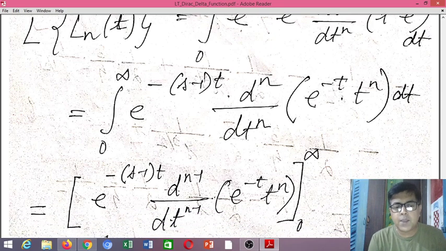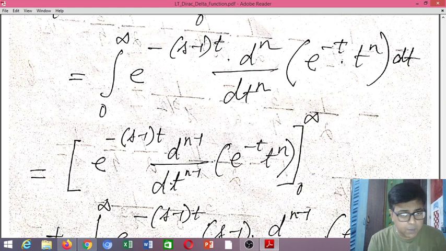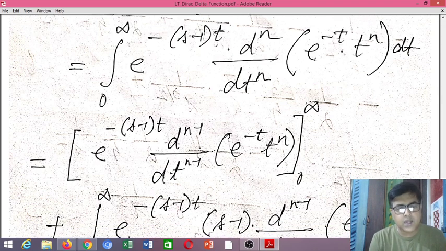Now while integrating by parts, I take the exponential function as my first function and the other function, that is the nth derivative of e to the power minus t into t to the power n, as my second function. So if we take e to the power minus (s minus 1) t as the first function and the other one as the second function, and apply the rules of integration by parts, which you very well know, it will be e to the power minus (s minus 1) t into the integral of the nth derivative of e to the power minus t into t to the power n dt. So which will give me the (n minus 1)th derivative of e to the power minus t into t to the power n. I put the limits from 0 to infinity, which I'll evaluate later on.